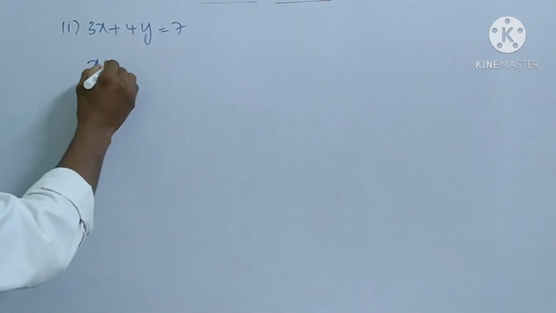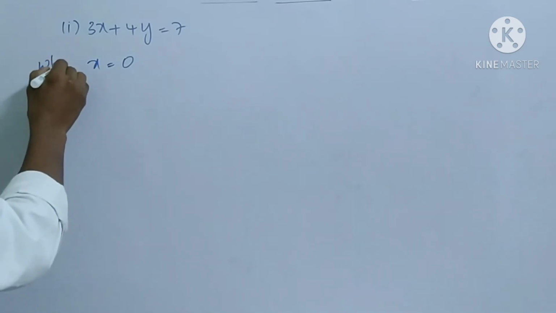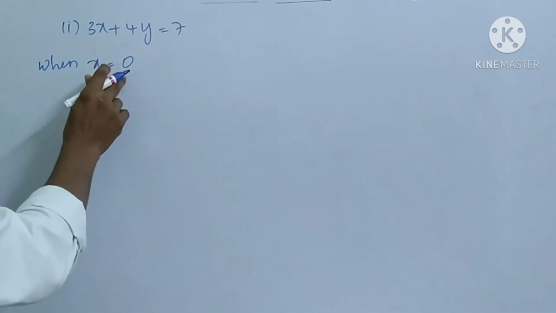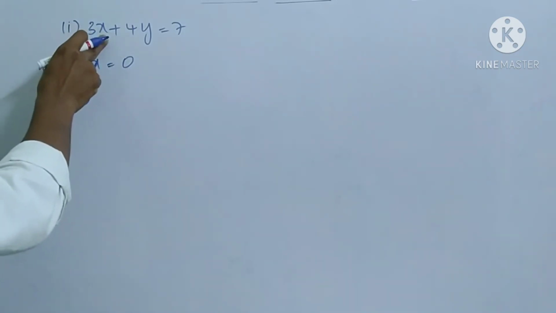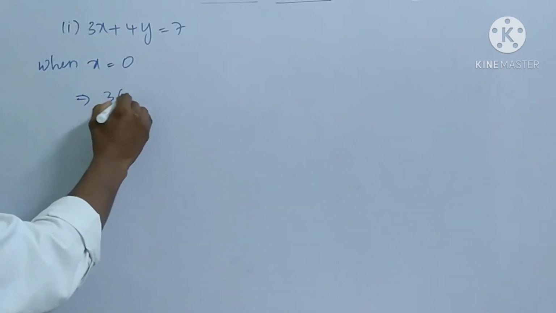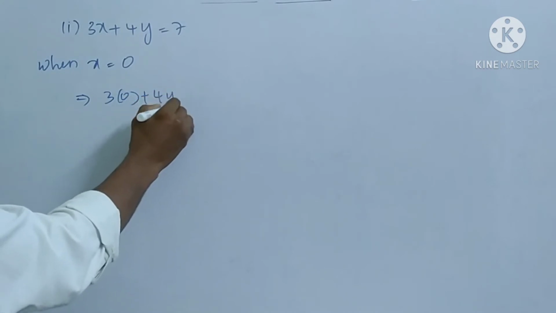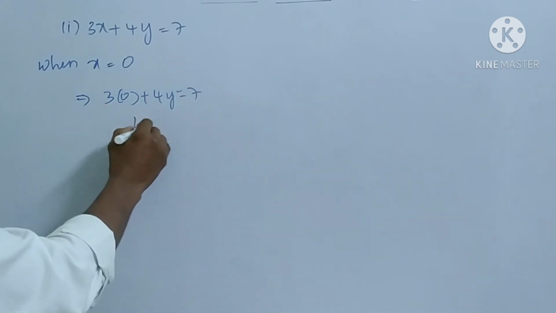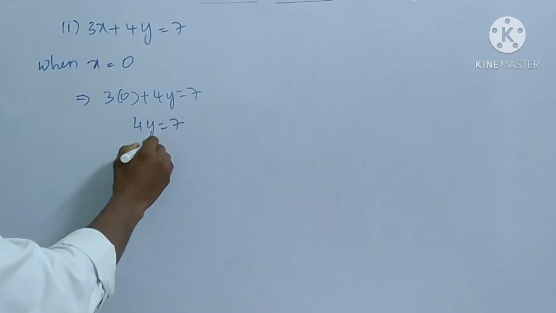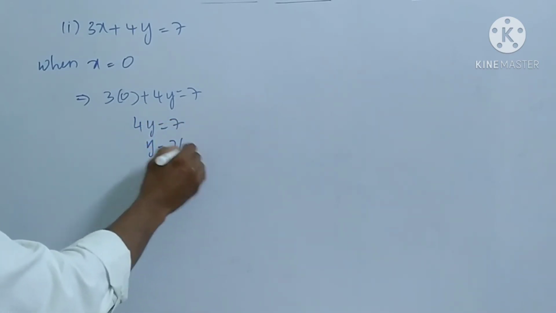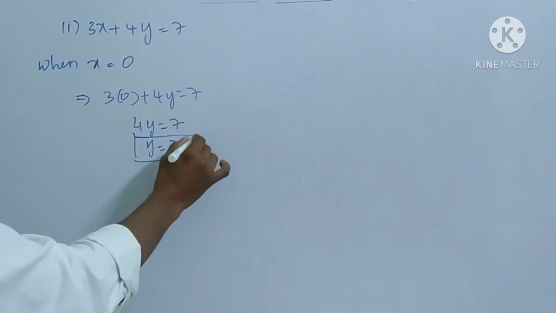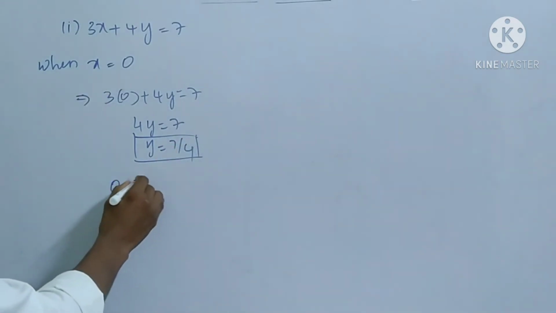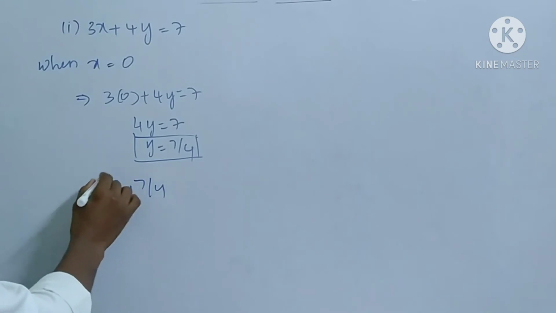Substitute x is equal to 0. When x is equal to 0, what is the value of y? Just substitute x is equal to 0 instead of x. Here 3 into 0, plus 4y is equal to 7. 3 into 0 is 0, so 4y is equal to 7, y is equal to 7 by 4. So a solution of the given equation is (0, 7 by 4).